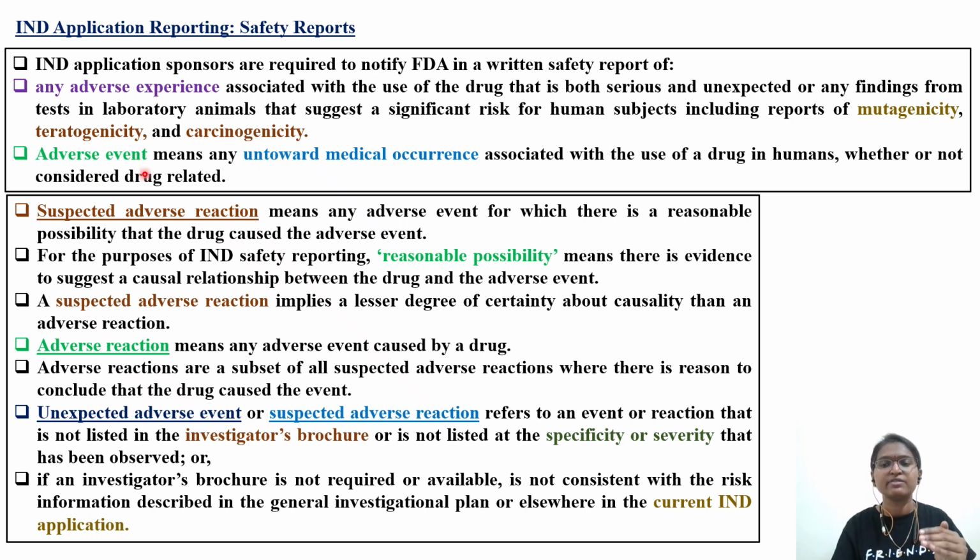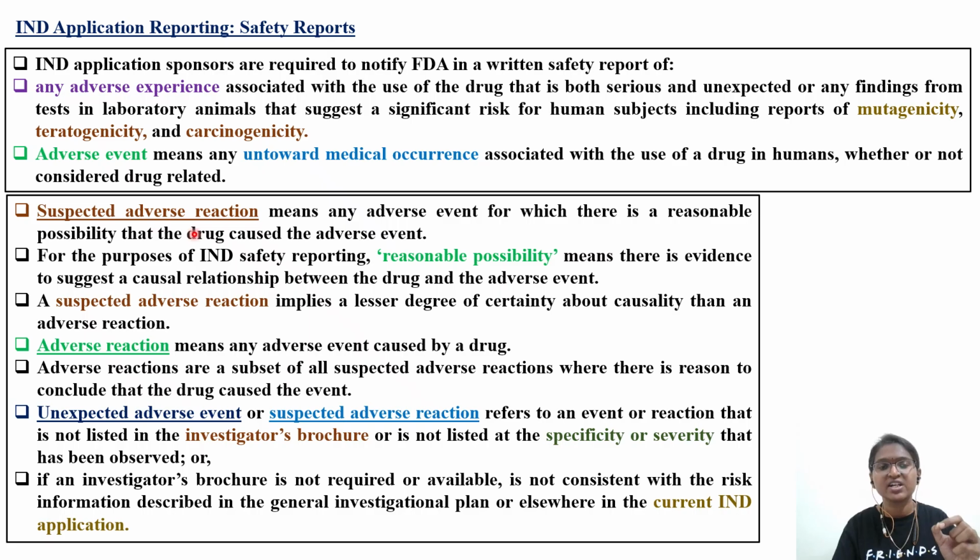Now we'll see the different definitions of adverse event, suspected adverse reaction, and unexpected adverse event. All these things are given on the FDA website and we'll discuss them. First, what is an adverse event? Adverse event means an untoward medical occurrence associated with the use of a drug in humans, whether or not considered drug related, whether it is seen in control or treated subjects. All these things will be listed under adverse event: an untoward medical occurrence in humans, whether or not considered drug related. Keep these definitions in your mind.